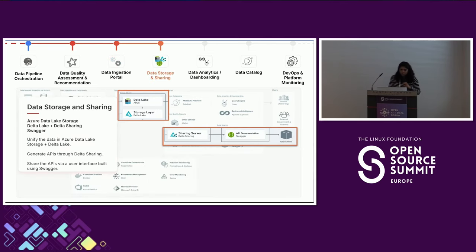And then the storage piece, as I mentioned, is happening on ADLS, Azure Data Lake, combined with Delta Lake and the data sharing framework. This allows us to create APIs on top of the data that is stored in ADLS. So these are Parquet files, and they are queryable through different APIs. These are the APIs that any application will consume. A developer or a data scientist can also query through their Python scripts. And this is the same data that has a Trino layer, a query engine, on it.